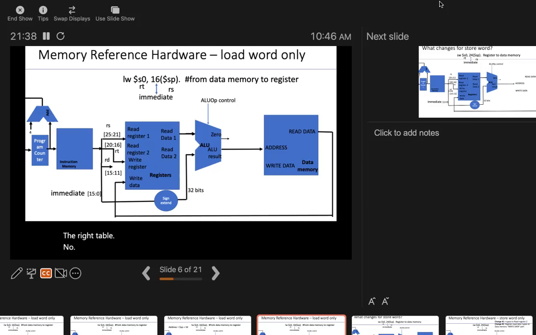RT is going to be your register that needs to be stored, right? So RT will go into the read register, it will come out of the read data, and that will go into the write.